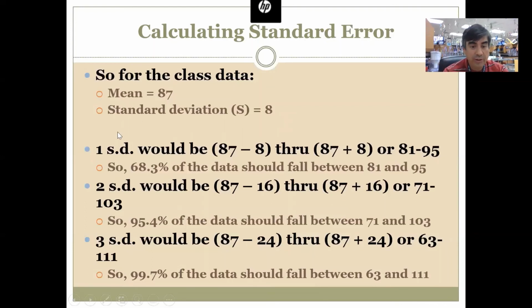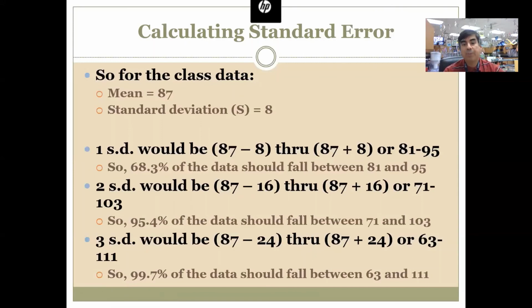So what we would do is, at one standard deviation, we take our mean 87, subtract 8, and we take our mean 87, add 8, and that gives us a range between 81 and 95. So standard deviation would tell us that 68% of my students got a grade between 81 and 95. That's what our standard deviation is. That's how spread out the data is. That's one standard deviation away.